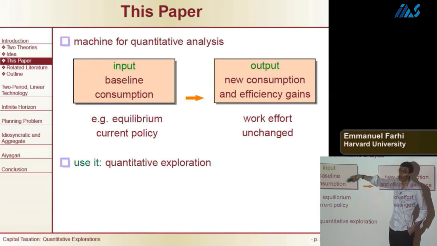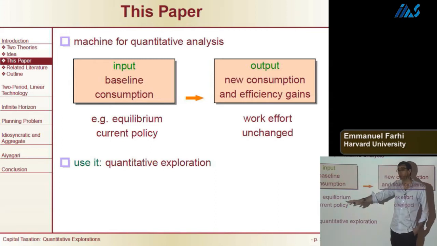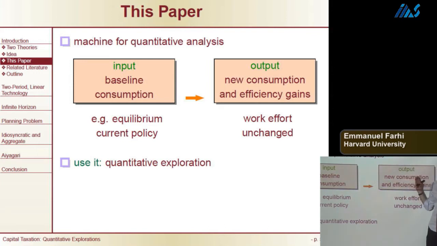And then we're going to say, well, let's take this consumption allocation and try to perturb it to introduce the optimal amount of savings distortions, but keeping the labor allocation the same. So we're going to be able to characterize exactly how we want to do that and what are the welfare gains that come from optimally perturbing the original consumption allocation. The welfare gains from introducing the optimal savings distortions.